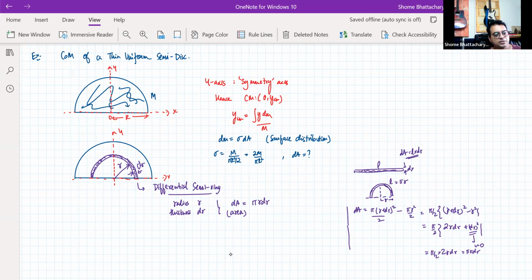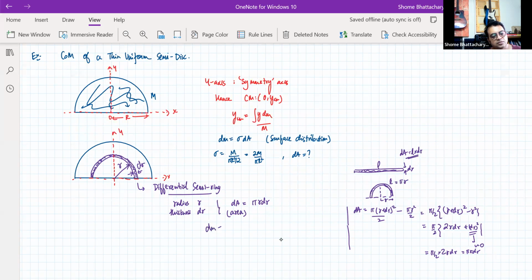So that's how the area is becoming like this. Okay. Now the next thing, the y coordinate of the center of mass of the system. So what about the y of this? So this is the differential semi-ring. Okay, we'll come to the y coordinate.